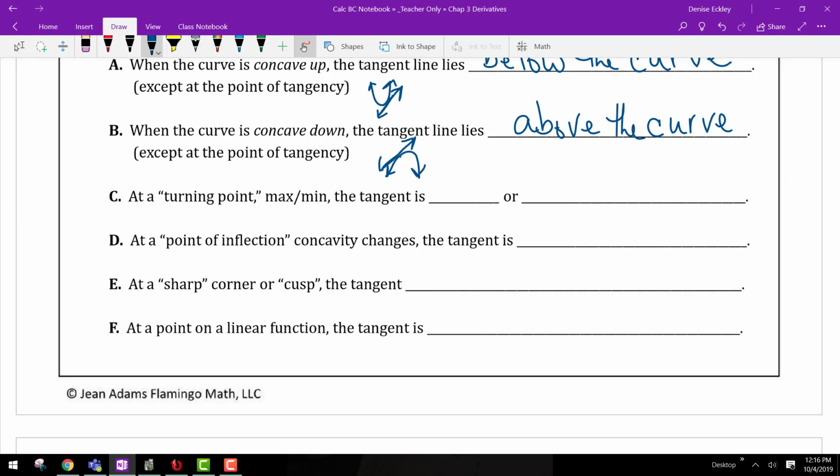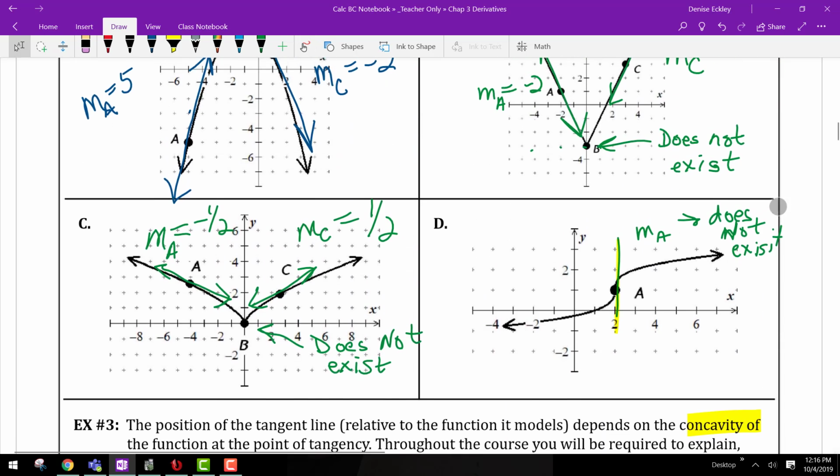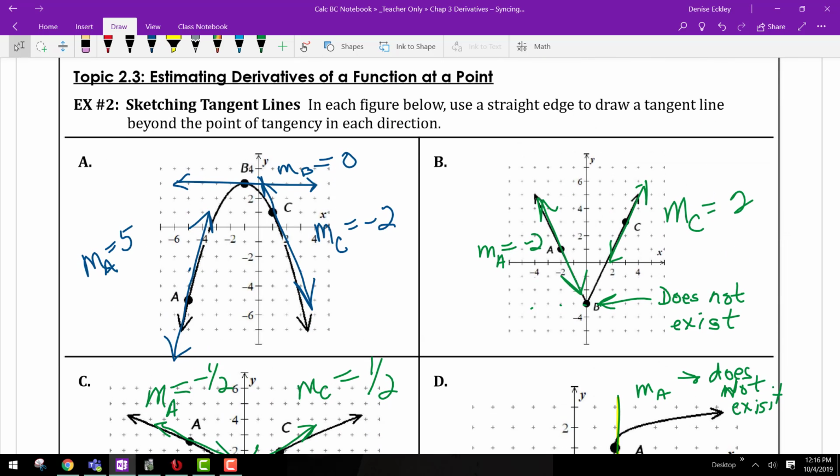At a turning point, a max or a min, the tangent is 0 or horizontal, as we saw in the first graph, graph A. At a point of inflection, the concavity changes. The tangent is vertical or 0, depending on how it looks on the curve. So the inflection point is where it kind of changes directions.